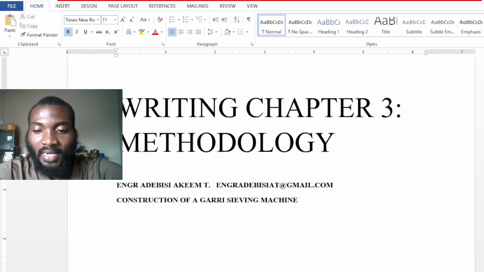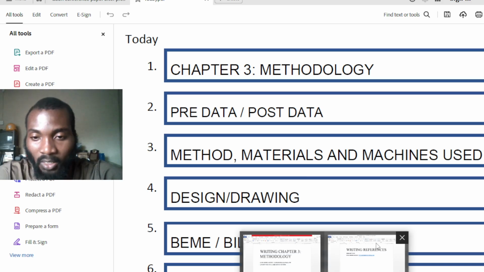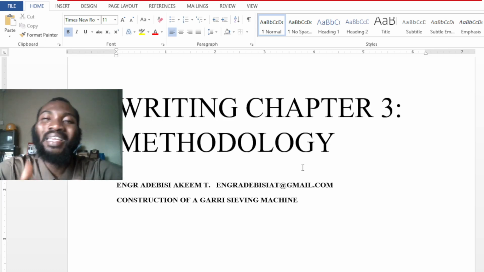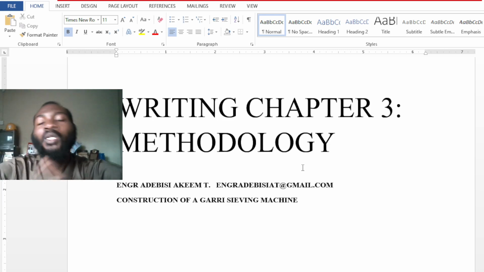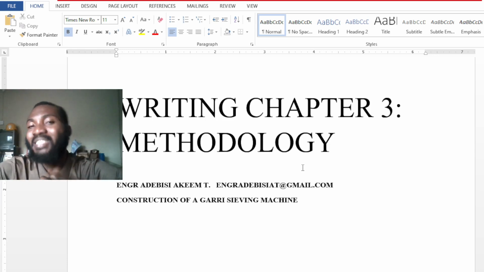Before we begin with the exact method of writing chapter 3, it's important to know there are two chapter 3s that we use in most colleges and institutions. There's the pre-data and the post-data. In some institutions, students are required to write the first draft of their methodology, which is usually a pre-data, what they intend to do before they carry it out. This will help their supervisors and assessors determine if the students will complete the project in time.